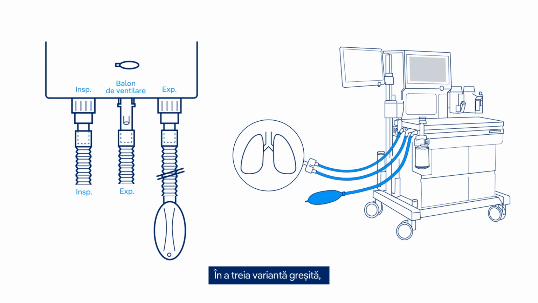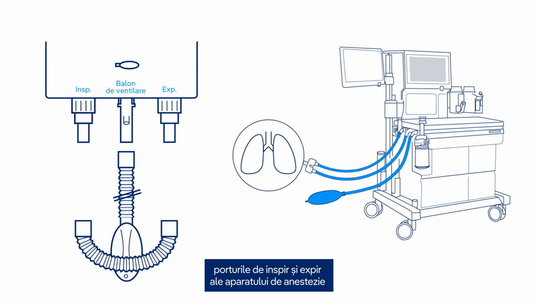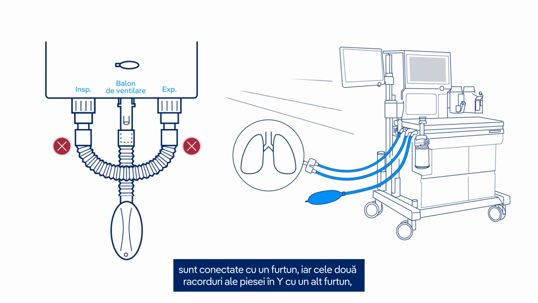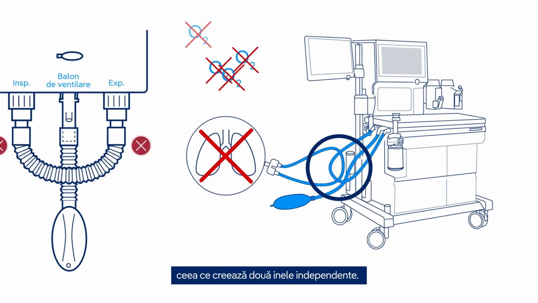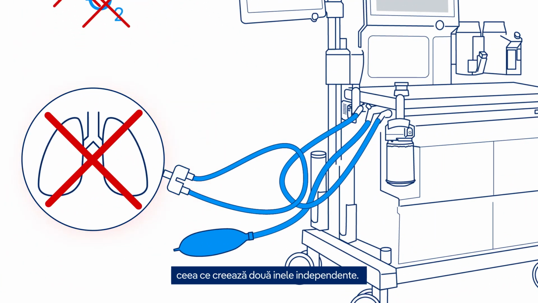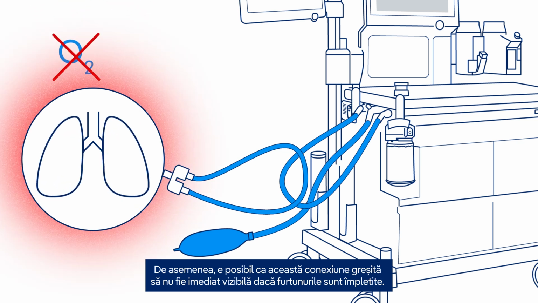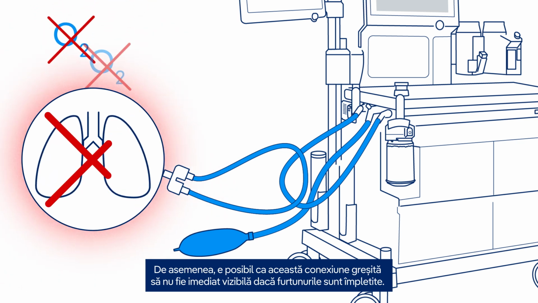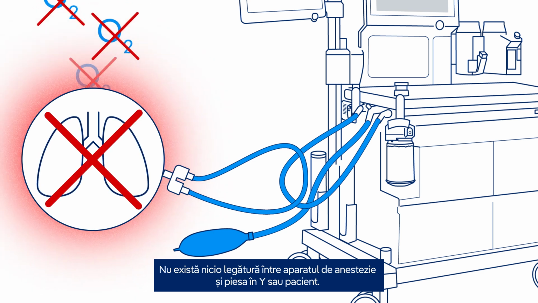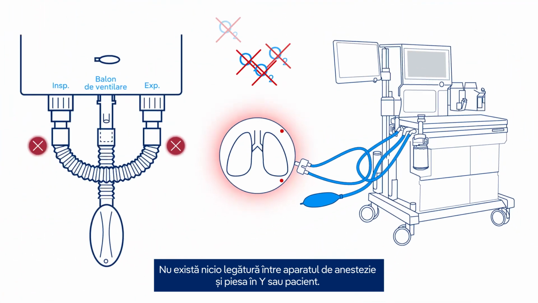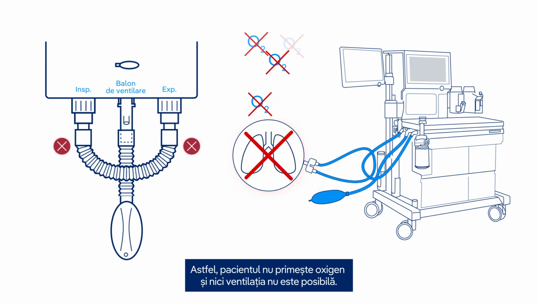In the third faulty variant, the inspiratory and expiratory ports on the anesthesia machine are connected with one hose and the 2 connections of the Y-piece with another hose, which creates 2 independent circuits. This misconnection also may not be immediately visible if the hoses are intertwined. There is no connection between the anesthesia machine and the Y-piece or patient. Thus, the patient is neither supplied with oxygen nor is ventilation possible.